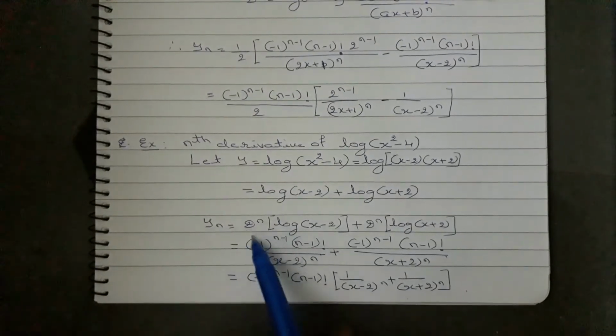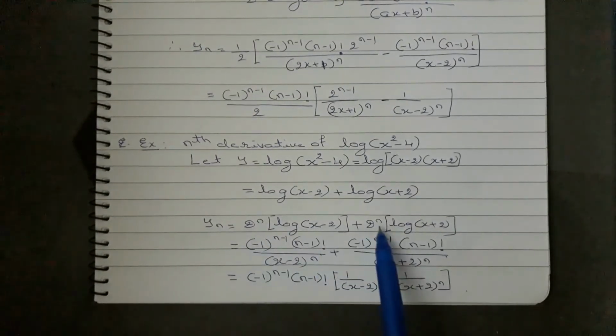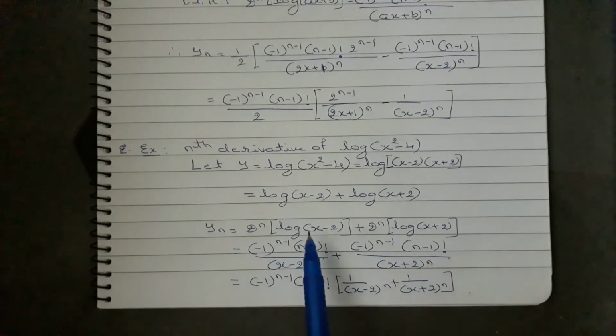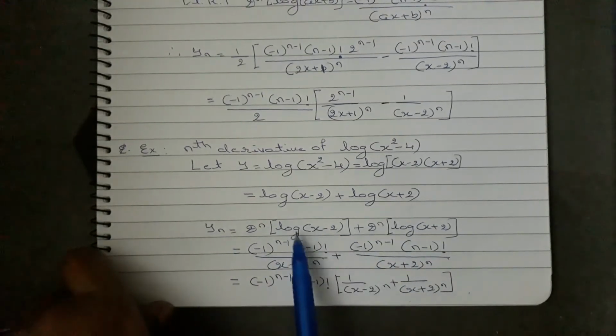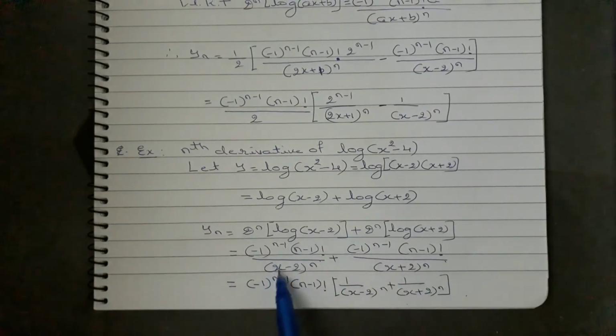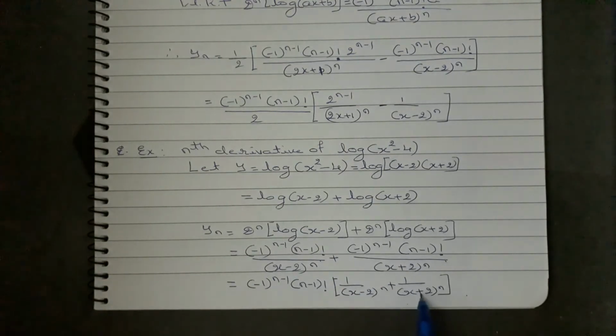So yn is equal to the nth derivative of log (x - 2) plus the nth derivative of log (x + 2). So again you have to use the result for the nth derivative of log (ax + b), which is (-1) raised to n minus 1, (n - 1) factorial. Here also the a value is 1. So we are getting (-1) raised to n minus 1, (n - 1) factorial divided by (x - 2) raised to n, and (-1) raised to n minus 1, (n - 1) factorial divided by (x + 2) raised to n. From these two we can take (-1) raised to n minus 1, (n - 1) factorial. So the remaining is 1 divided by (x - 2) raised to n plus 1 divided by (x + 2) raised to n.